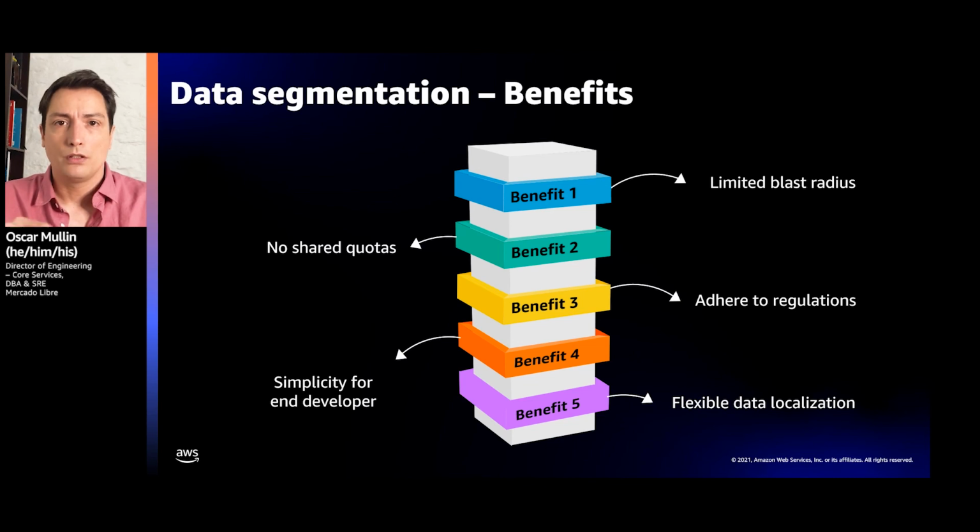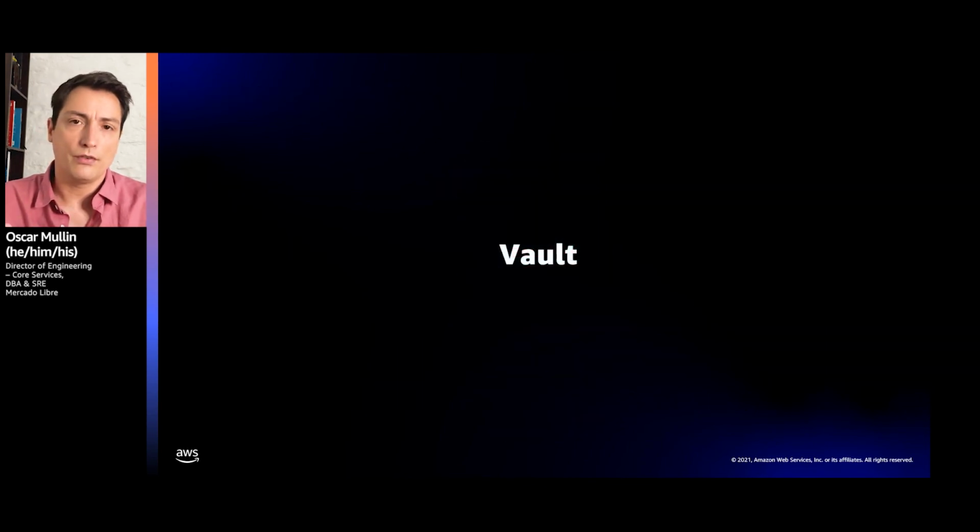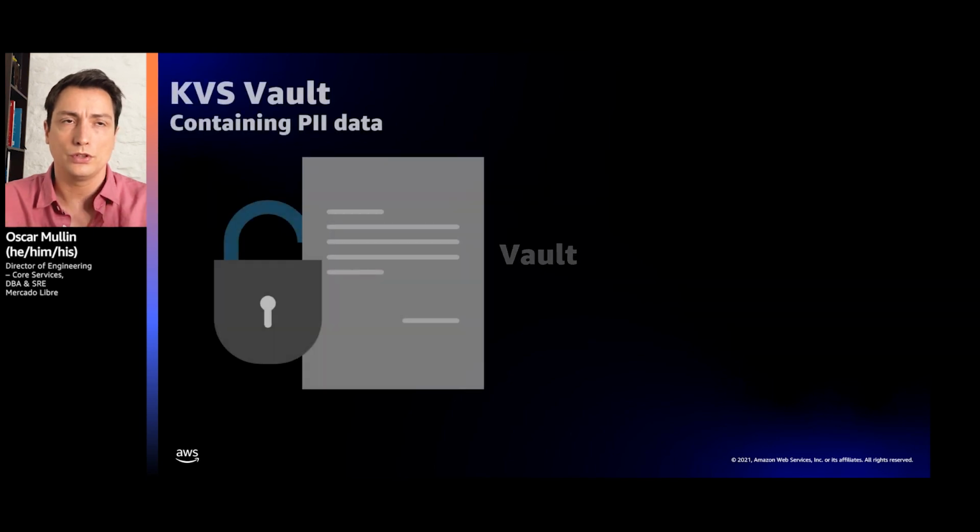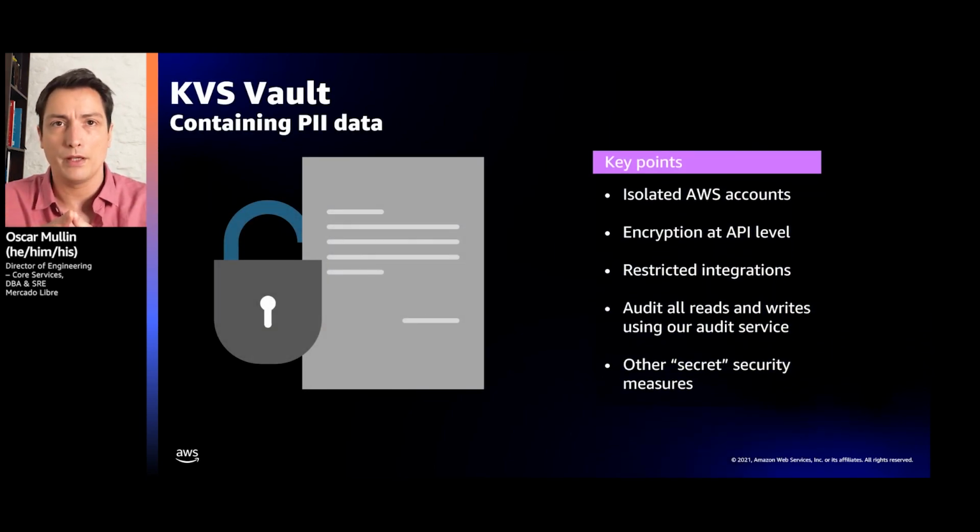Going to our KVS Vault, what is that? KVS Vault is an extra secure flavor of KVS that we use to store, for example, personally identifiable information. These DynamoDB tables live in an isolated AWS account. They have encryption at the API level, in addition to the encryption we have at the DynamoDB level. It has restricted integration, so we can control where the data is going. And also, it has an integration with our audit service. So for every write and read, we store information about who made the read or the write, when, why, and so on. And it also has some other secret security measures that are not really relevant to this talk.